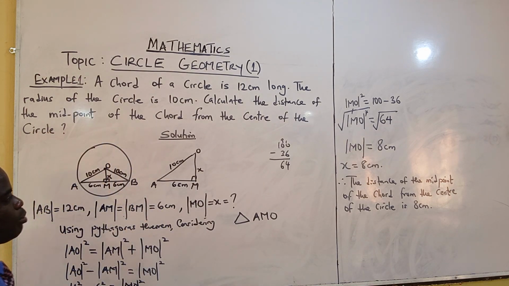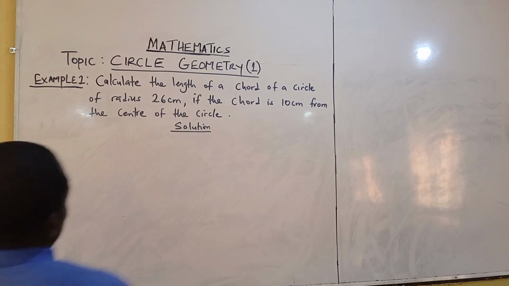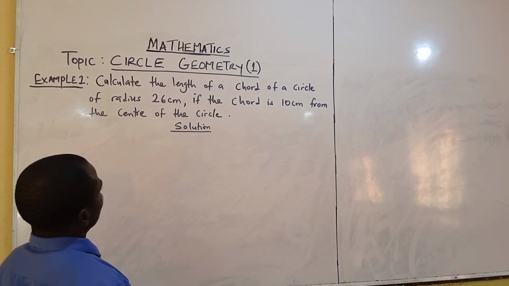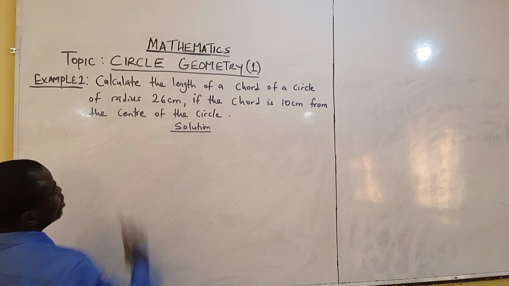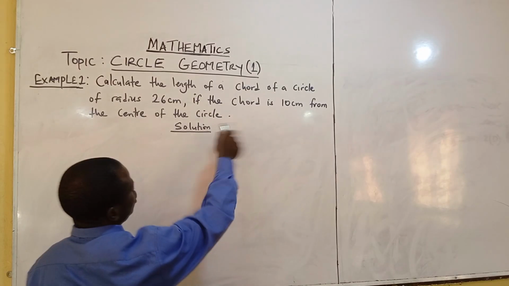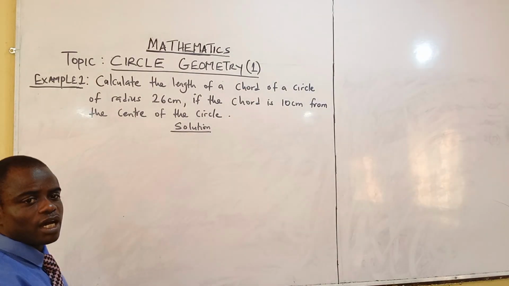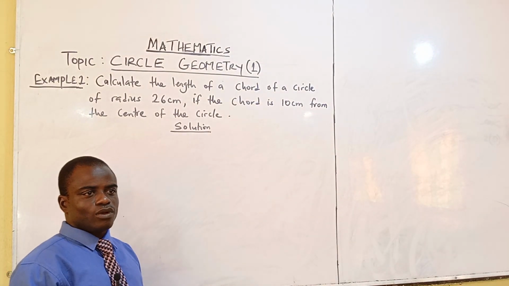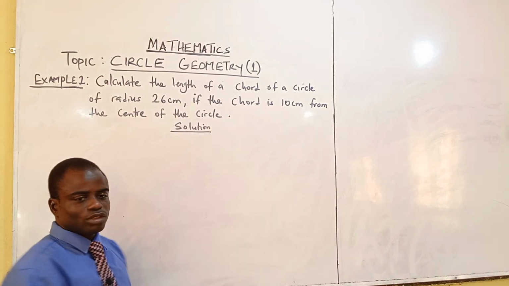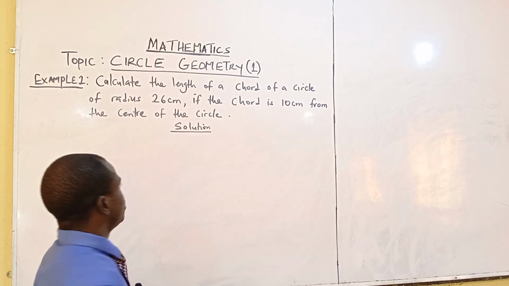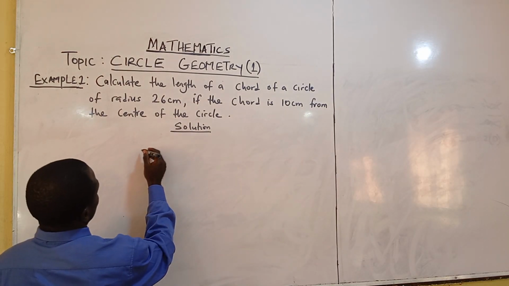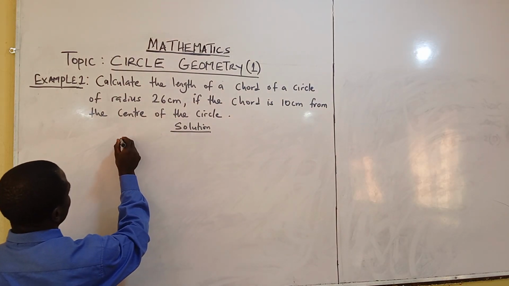Let's see example 2. Now you have to calculate the length of a chord of a circle of radius 26 centimeter, if the chord is 10 centimeter from the center of the circle. You have to interpret the question into a diagram before you can solve it appropriately. Calculate the length of a chord. Let's draw a circle.